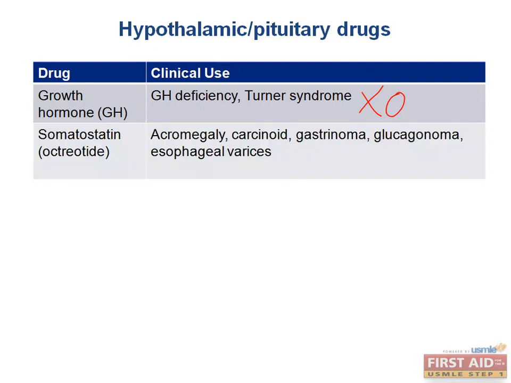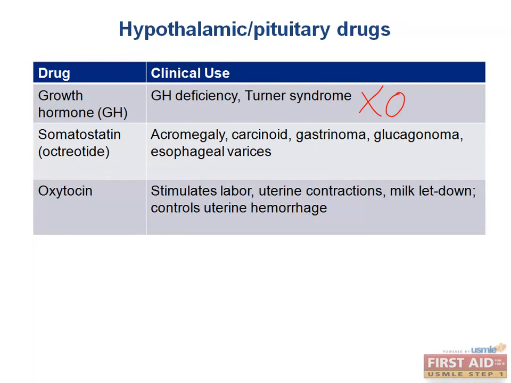Next we have octreotide. Octreotide is a somatostatin analog that is useful in acromegaly, carcinoid, gastrinoma, glucagonoma, and esophageal varices. Furthermore, carcinoid tumors express lots of somatostatin receptors, and therefore can be inhibited using a somatostatin analog. The use of octreotide for the treatment of esophageal varices is via its effect on decreasing splanchnic blood flow, and splanchnic refers to gastric, small intestinal, colonic, pancreatic, hepatic, and splenic circulations.